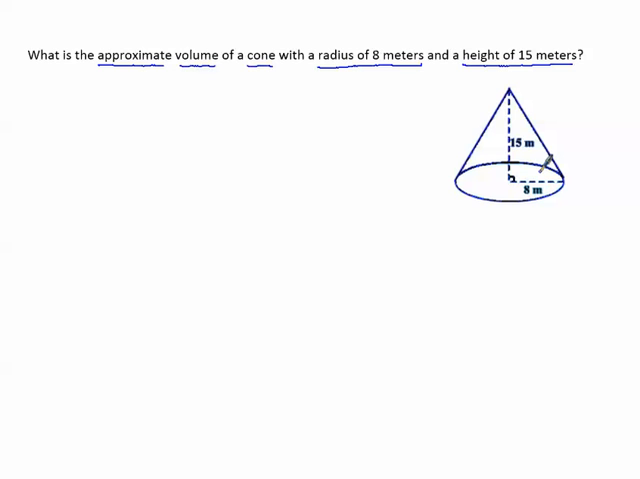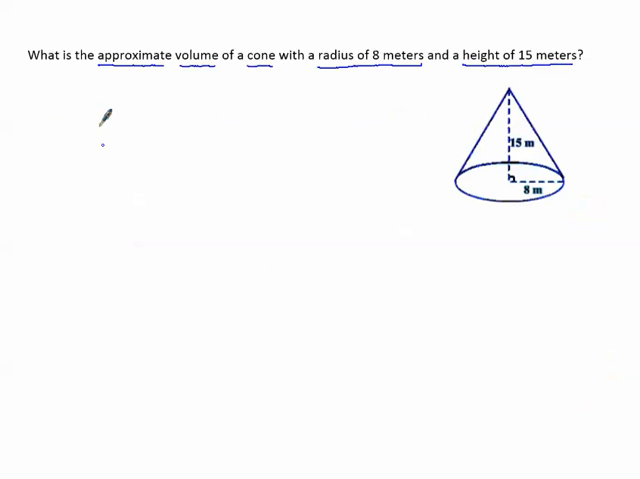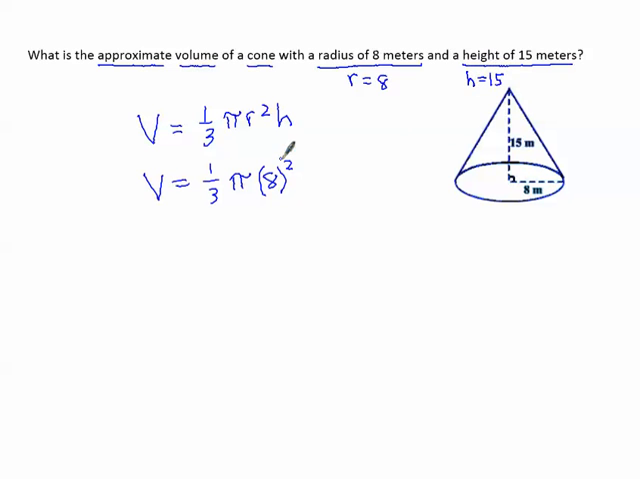Notice the picture that they gave us. So again, let's go to our formula sheet, look for the cone and the formula for volume. So here it is. Let's go ahead and write that one. V equals 1/3 pi r squared h. So let's plug in the things that we know. V equals 1/3 pi. R is for the radius. The radius is 8, so r equals 8. 8 plugged in, squared. H is for the height. The height is 15, so h is 15.